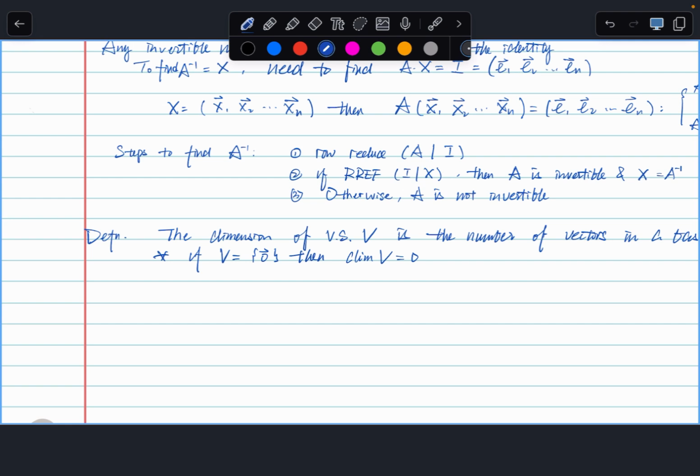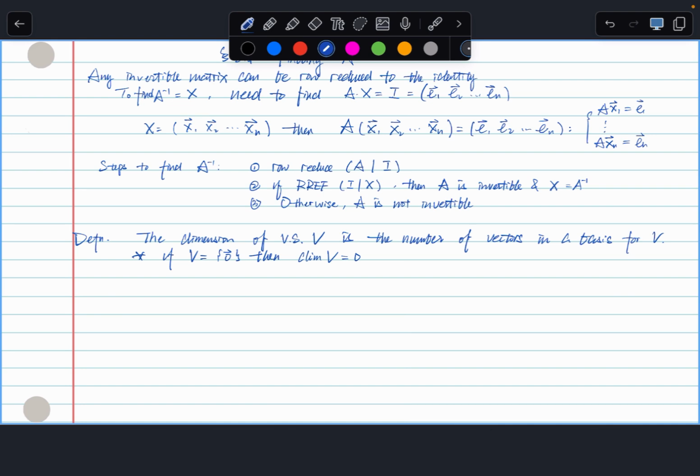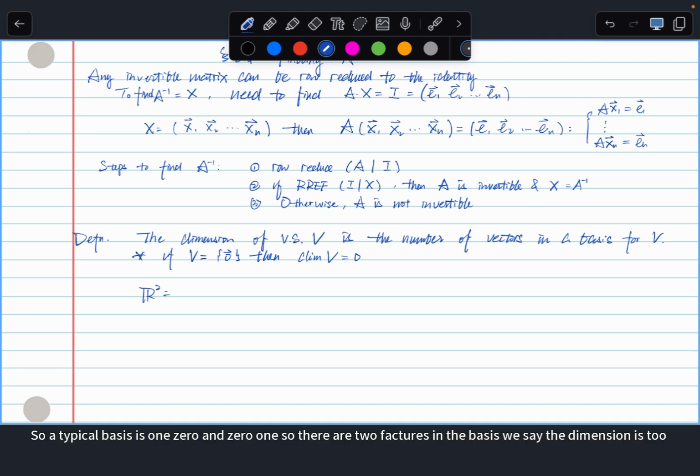So like, if R squared is the vector space, what is the dimension of R squared? What do you think? How many vectors in one basis for R squared? Isn't it like just all real? Oh, 2? Okay. So a typical basis is (1, 0) and (0, 1). So there are 2 vectors in the basis. We say the dimension is 2.